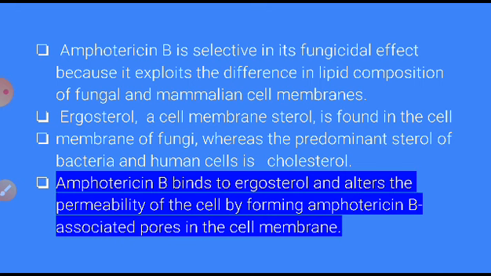Amphotericin B binds to ergosterol and alters the permeability of the cell by forming Amphotericin B associated pores in the cell membrane. So actually it is making the cell wall of the fungus more porous, and because of that leakage of the cell material happens, which ultimately results in cell lysis.